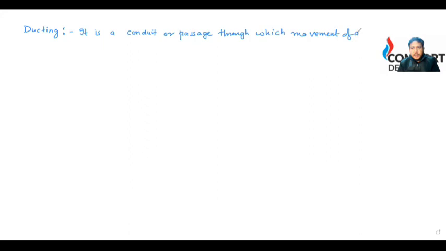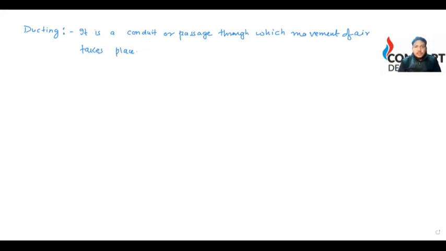So what is ducting? It is a conduit or passage through which movement of air takes place. So ducting is a conduit or passage through which the movement of air takes place. That is what ducting is called.